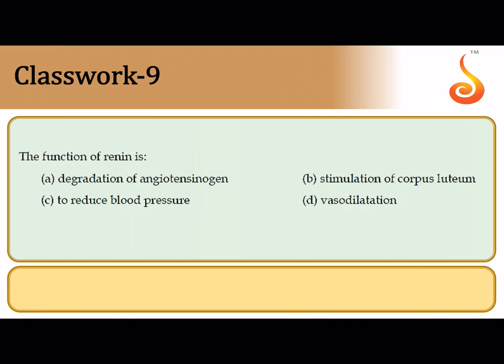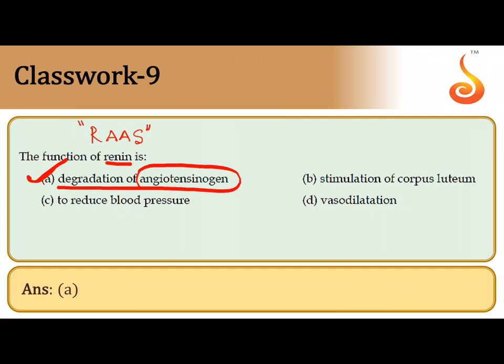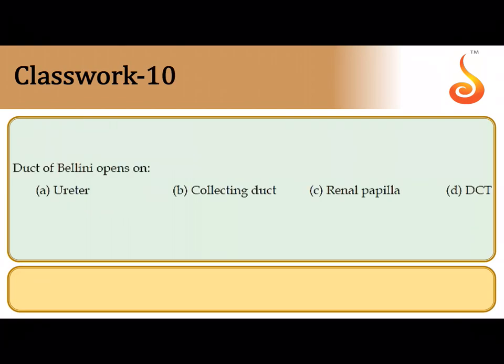The function of renin, the hormone of kidney: we saw that renin is produced in response to a fall in the blood pressure from the juxtaglomerular cells of the afferent arteriole. It helps in the degradation of a blood protein called angiotensinogen. So you should learn the RAAS pathway in order to completely understand. The first step is breakdown of angiotensinogen into angiotensin 1 by this hormone and enzyme called renin, secreted by the juxtaglomerular cells of afferent arteriole.